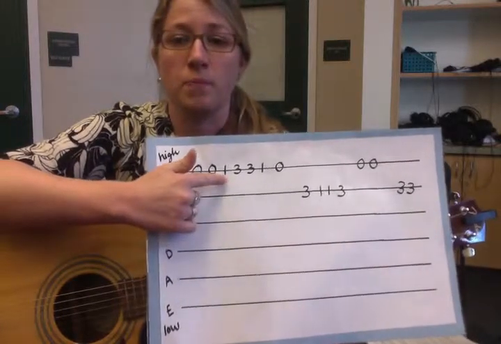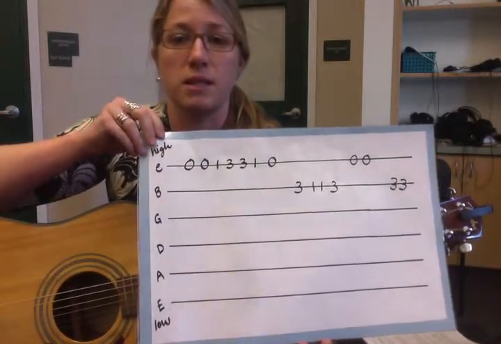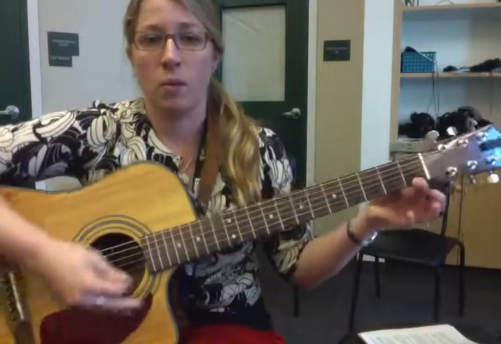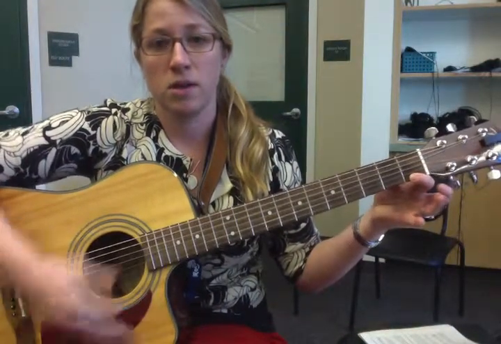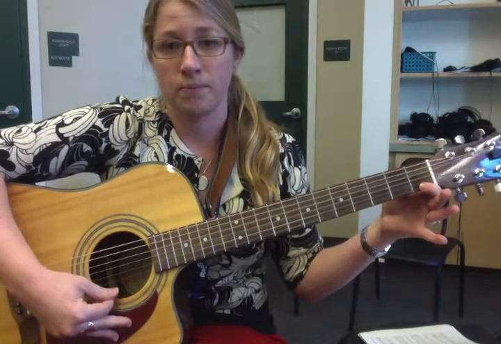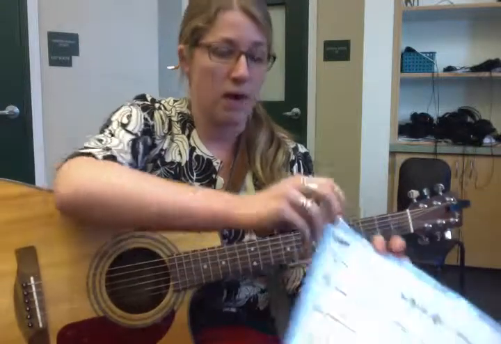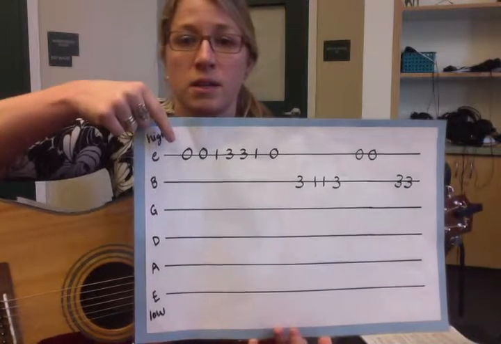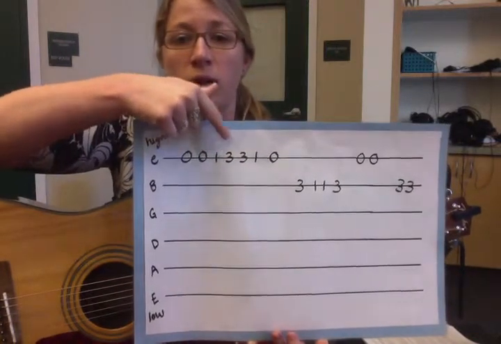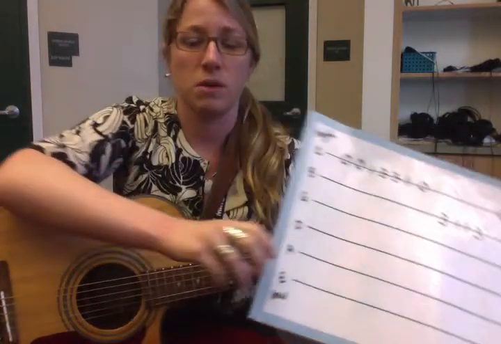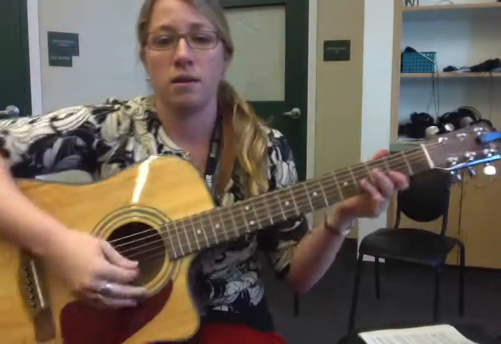Next we have a number 1. So number 1 means that I need to press down my first fret when I play the E string. So the song starts out with 0, 0, 1. From there, it continues. I keep playing on the first string for a while. 0, 0, 1, 3, 3, 1, 0. So let me try that, all on my first string.